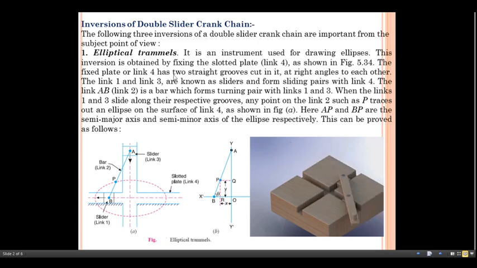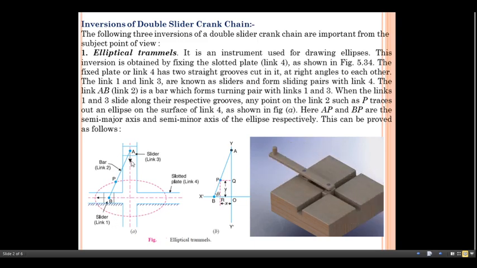Now see the first one, the elliptical trammel. This is nothing but one of the inversions of this double slider crank chain. It is an instrument used for drawing ellipses. This inversion is obtained by fixing the slotted plate. Already I discussed that slotted plate. The fixed plate 4 has two straight grooves cut in it at right angles to each other.